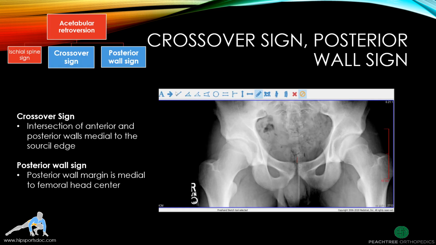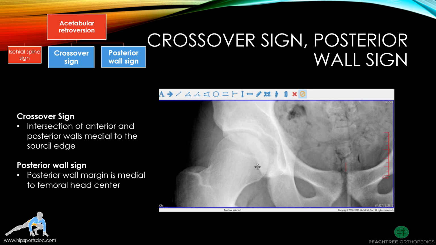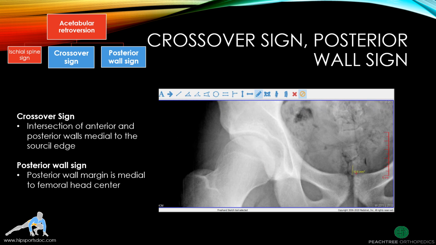This is a video depicting positive crossover sign and positive posterior wall sign. In a normal hip, the anterior and posterior acetabular wall do not intersect until the lateral margin of the weight-bearing sourcil. With acetabular retroversion, these two lines cross medial to the sourcil. Here we are tracing the posterior wall margin first, followed by the anterior wall margin to the intersection point. The posterior wall sign is positive if the margin of the posterior wall is medial to the center of the femoral head.